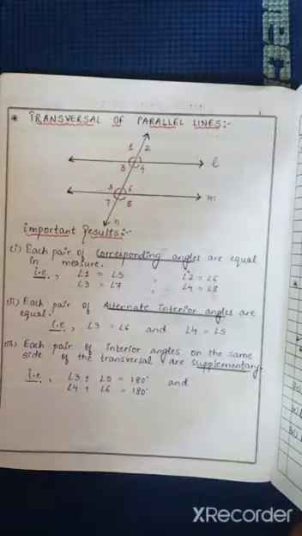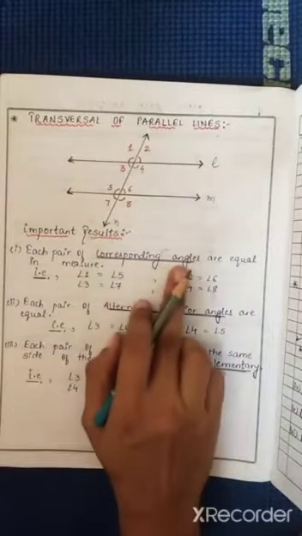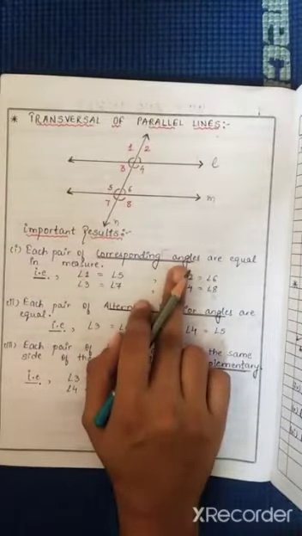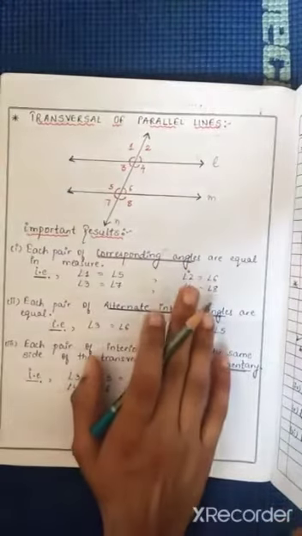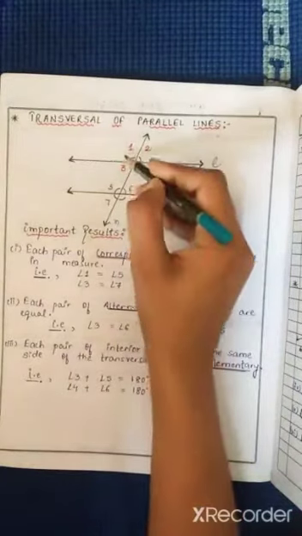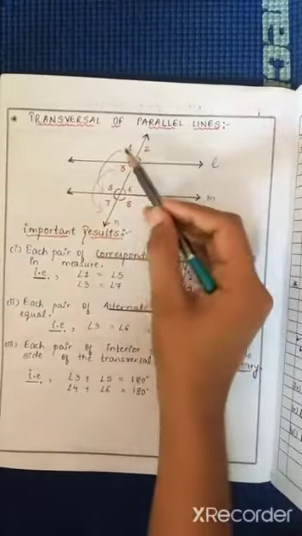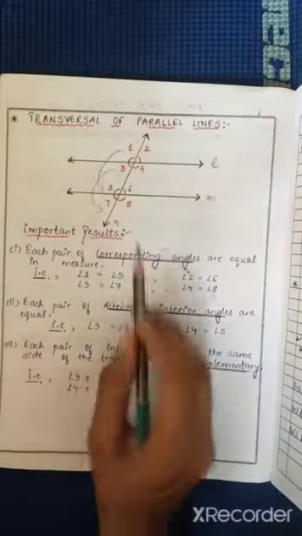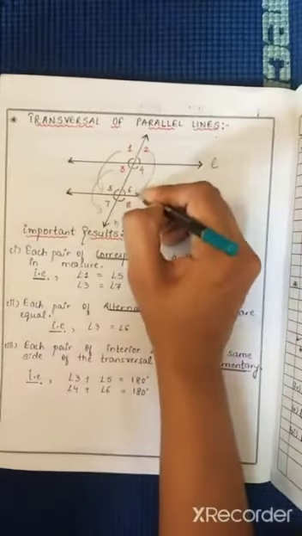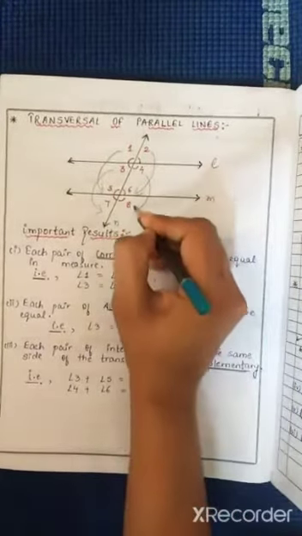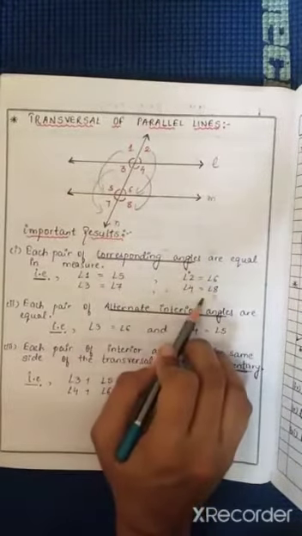Now there are a few important results in case of parallel lines. The first result is the corresponding angles are equal. Fine. Now we know what are corresponding angles. I have given you one trick also to remember that upper angles can be compared with the upper one and lower angles can be compared with the lower one. Fine. So 1 and 5 are going to be equal. Similarly 3 and 7 are going to be equal. Again 2 and 6 are going to be equal. 4 and 8 will be equal. So these 4 sets of angles are equal. The corresponding angles will be equal.